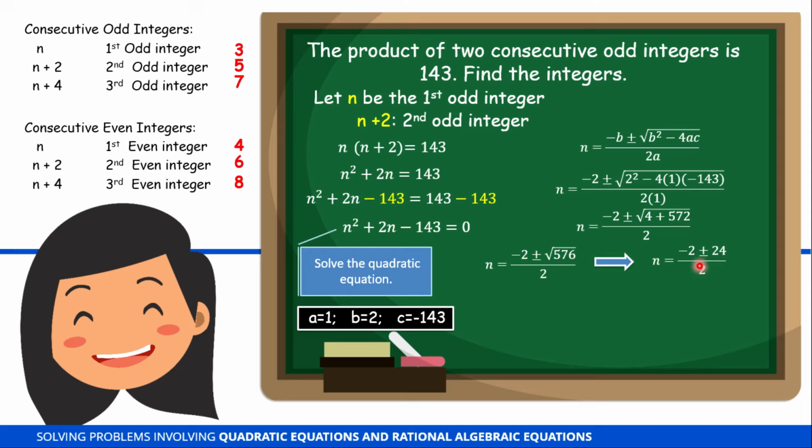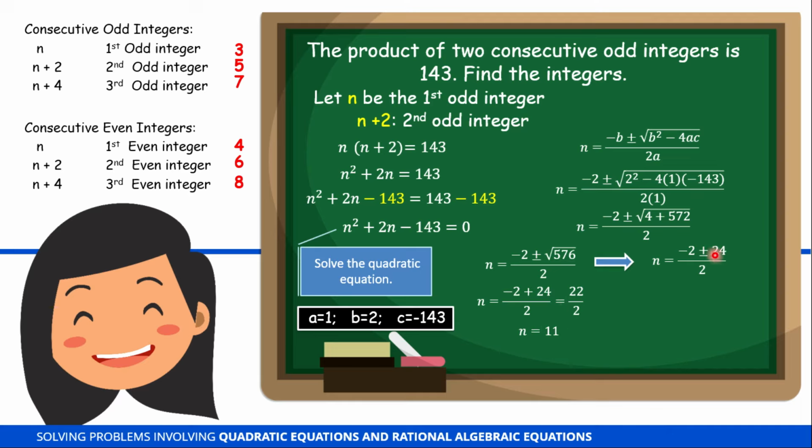The square root of 576 is 24. Kuhanin muna natin yung positive 24 dito sa ating given equation para ma-solve natin yung unang value ng n. So magiging n is equal to negative 2 plus 24 all over 2. Negative 2 plus 24, that is 22 divided by 2. Our first value of n is 11.